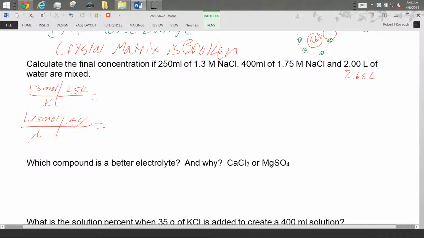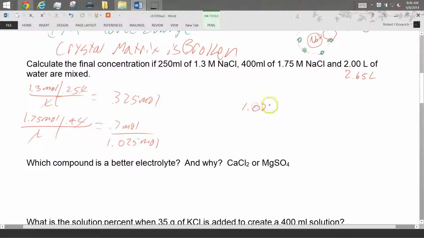I've got 0.25 times 1.3, and I've got 1.75 times 0.4. So I've got 0.325 mole, and I've got 0.7 mole. So these are the total number of moles that are going to be in this container now, because now they're both in the same container. So I'll just add these guys up. So I'll get 1.025 moles, and I'm almost done.